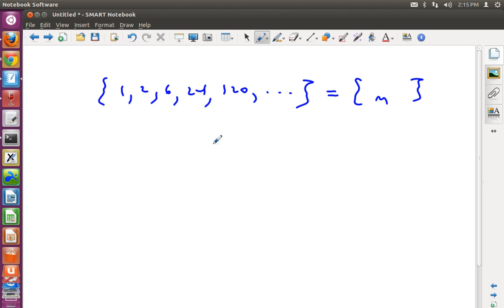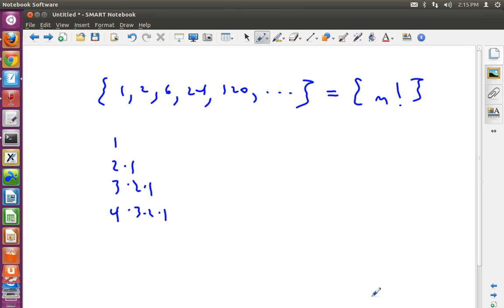The first term is 1. The next term is 2 times 1. The next term is 3 times 2 times 1. The next term is 4 times 3 times 2 times 1. This is factorial. Yay, factorial. All right.